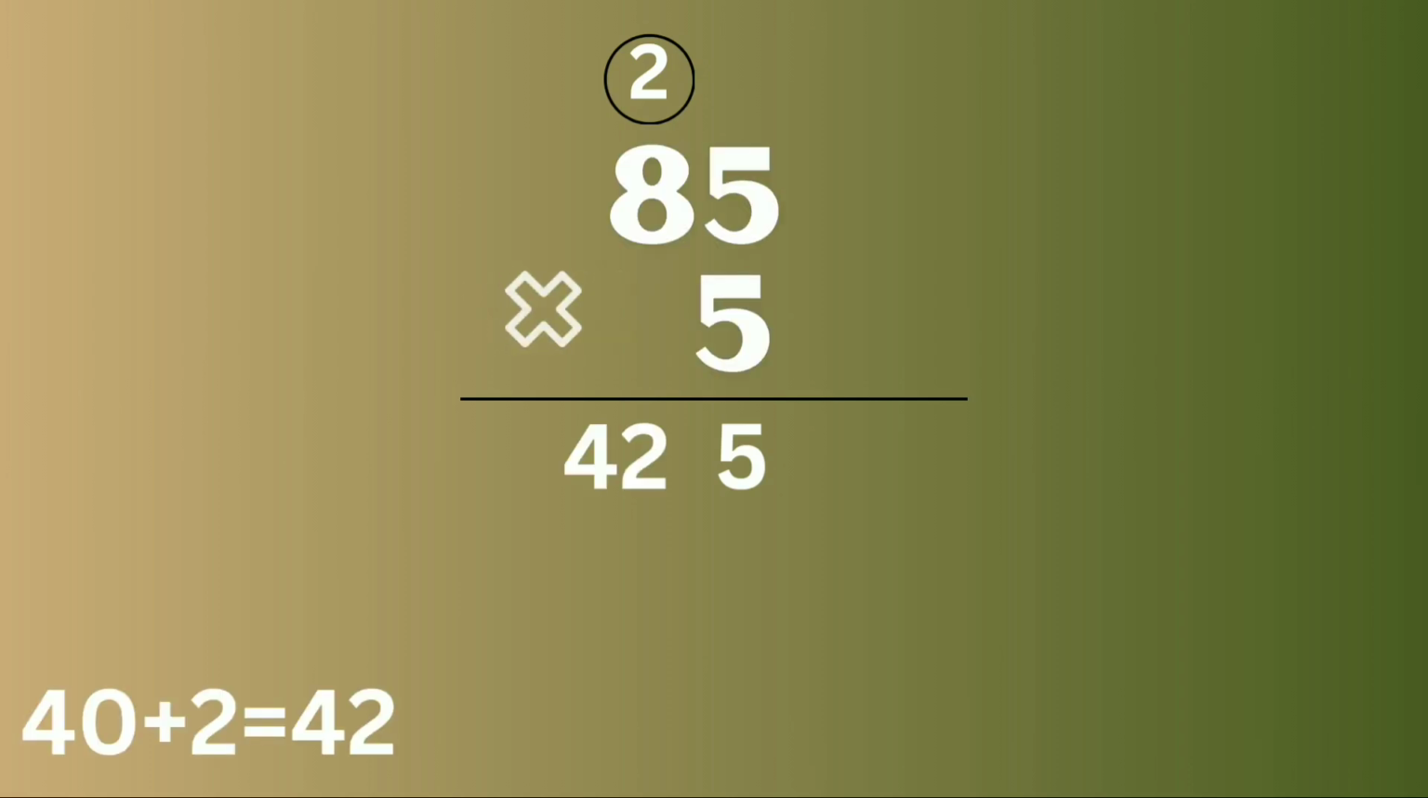85 multiply by 5. 5 fives are 25. 2 is carry. 5 eights are 40. Add 2 equal to 42. The answer is 425.